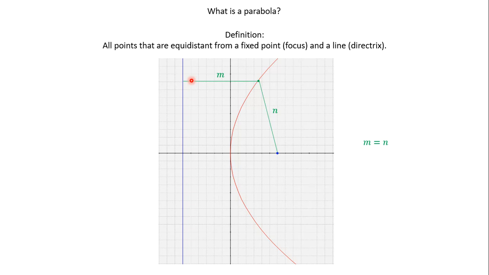With ellipses, we found the two distances and we added them together. With hyperbolas, we found the two distances and we subtracted them. With these guys, we're going to find the two distances and set them equal to each other. So it's very similar to what we've been doing.